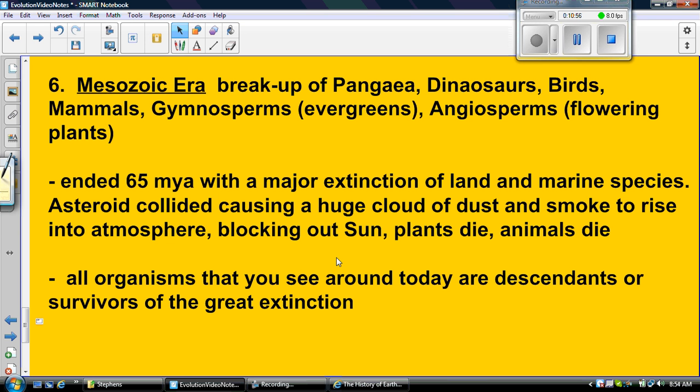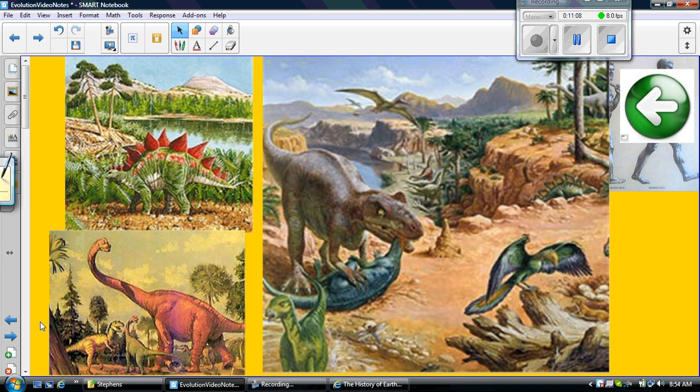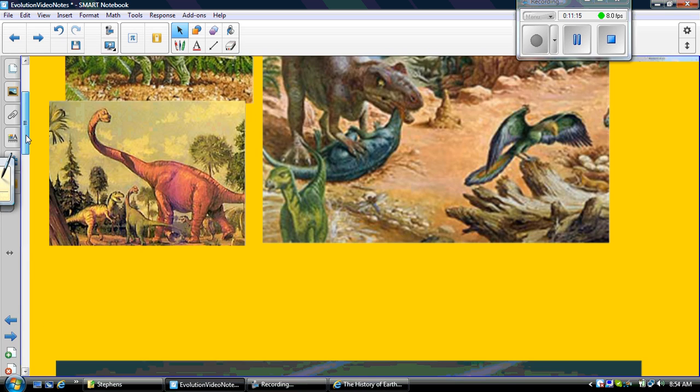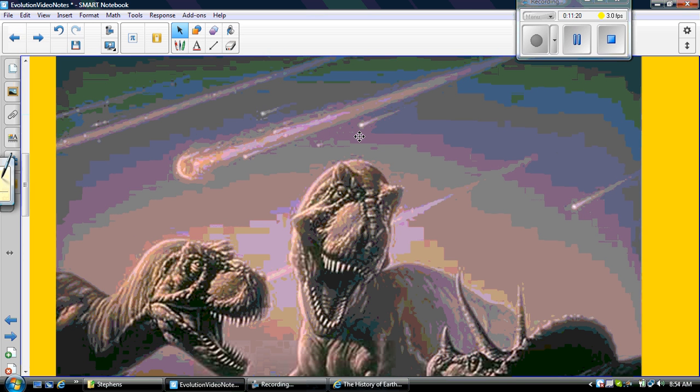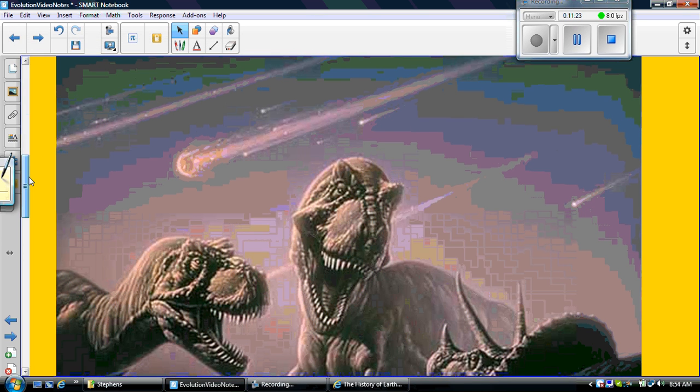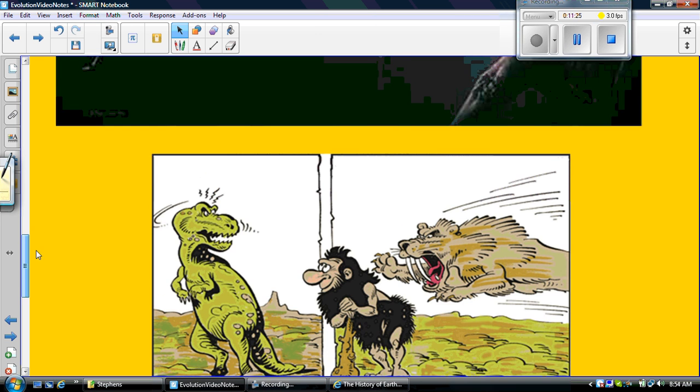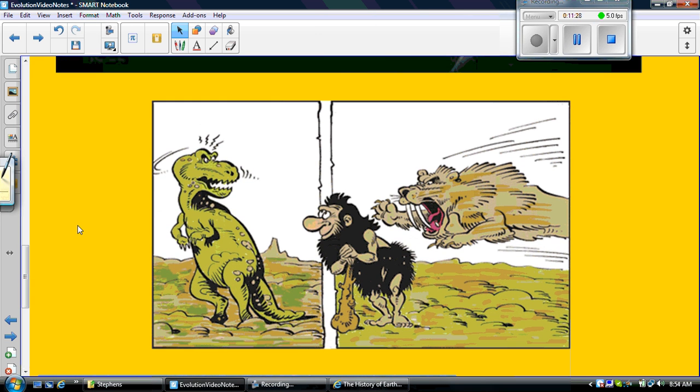So that was the rise of the small mammals, because after that asteroid impact, the only living things that survived were the ones who could survive on smaller plants. To give you an idea what the Mesozoic era looked like, of course, there were a lot of dinosaurs in that era. Here's a picture of the big asteroid impact. After this era is when humans started to evolve.